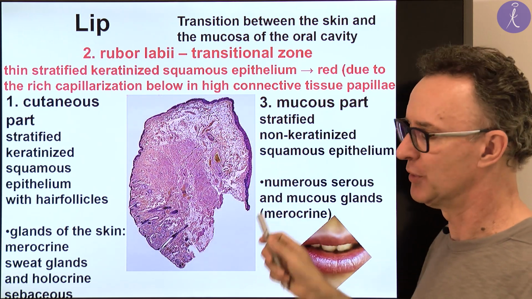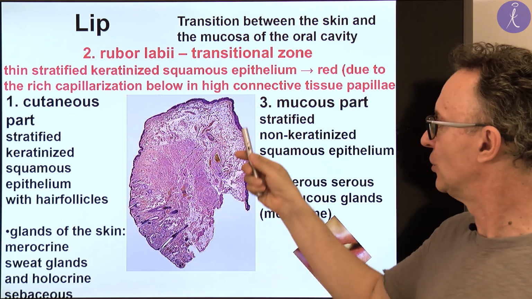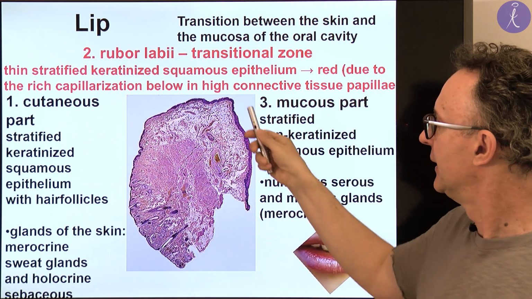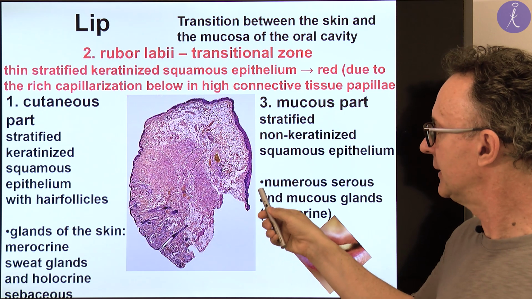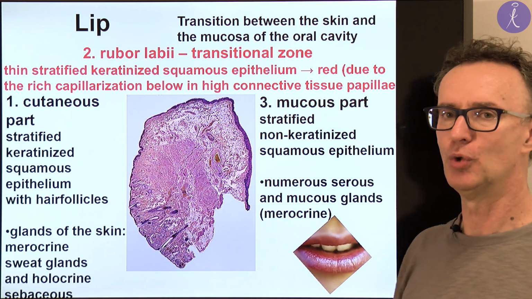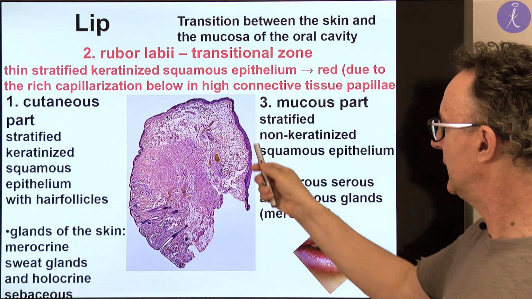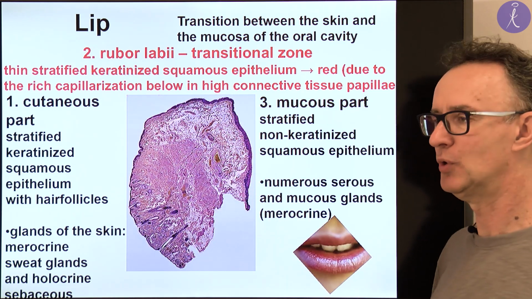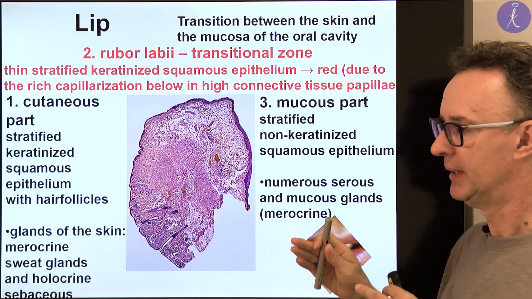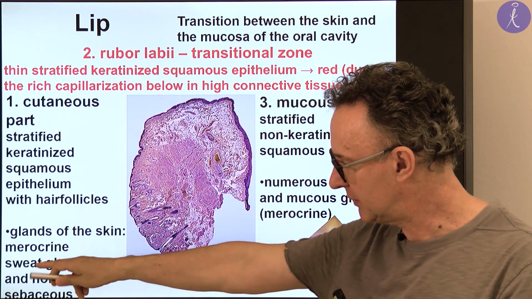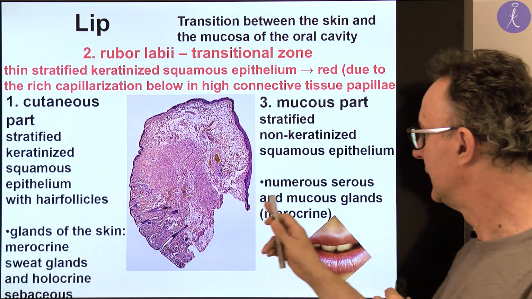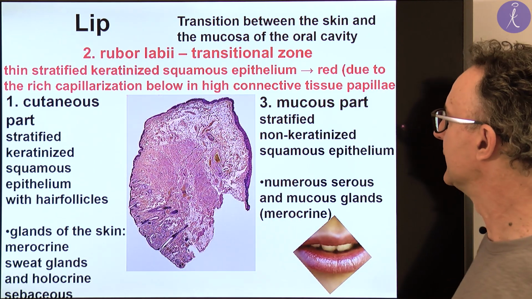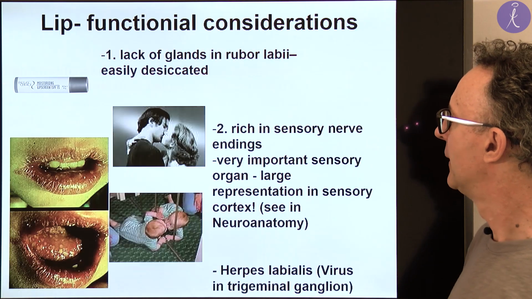Then we turn to the inner surface, and this is the so-called mucous part. This is where the mucous membrane starts. Here the epithelium is different. This is where we have stratified non-keratinized squamous epithelium, and we may find several glands, not in this photo, but these glands are already not the previously mentioned skin-related glands. These can be only mucous and serous glands, so salivary glands with merocrine secretion.